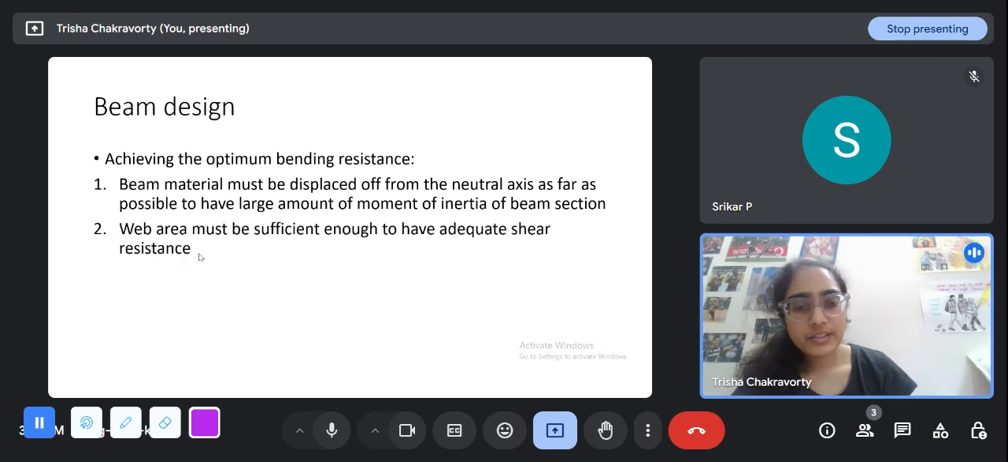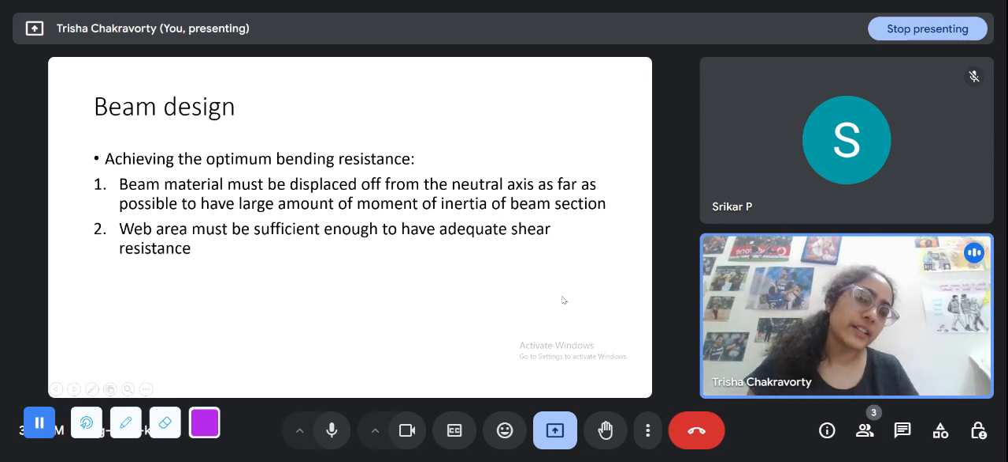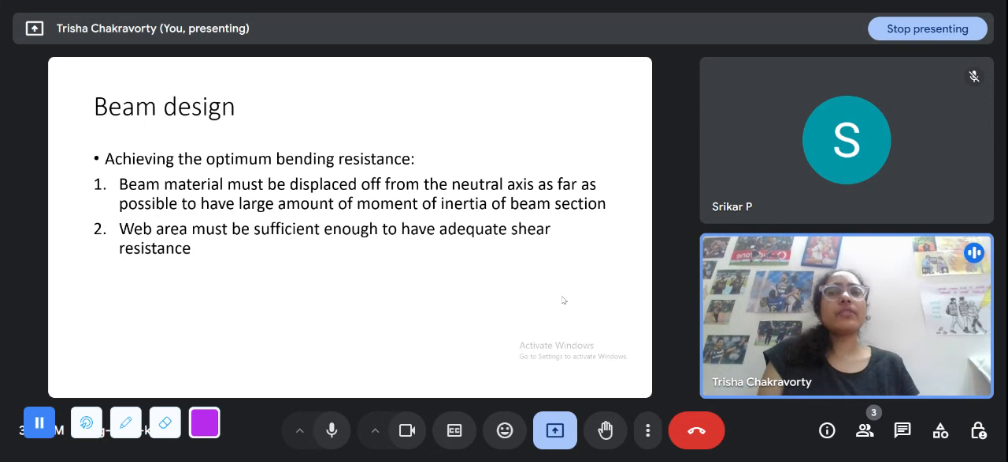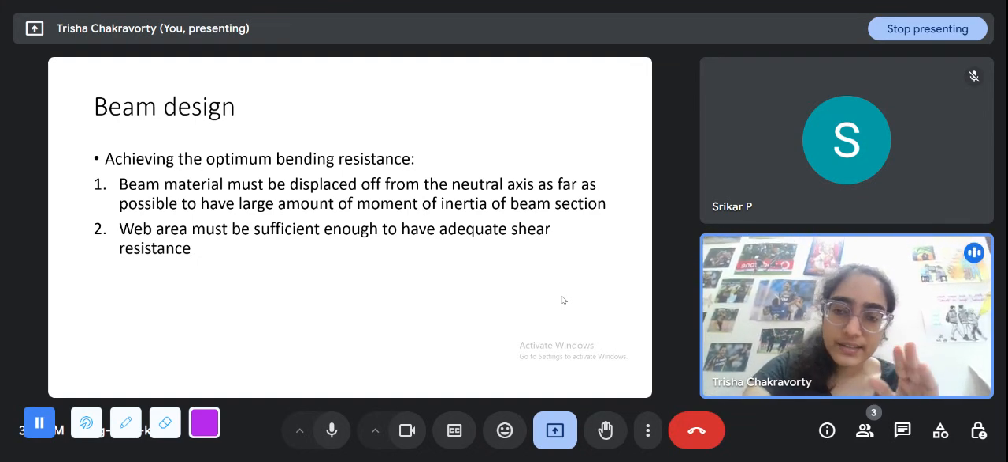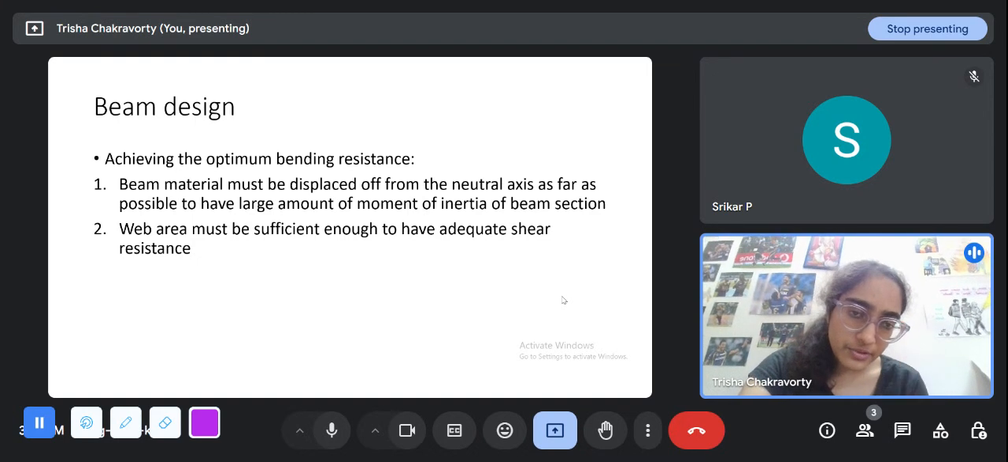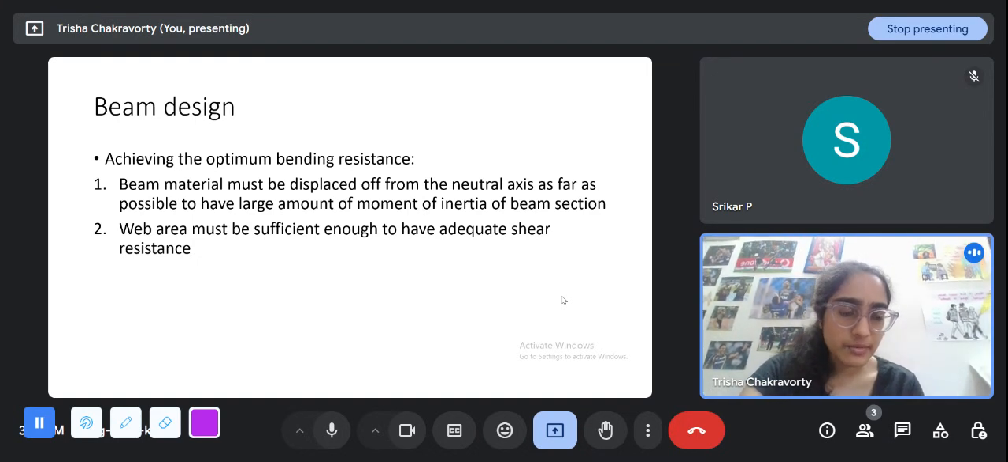Web area must be sufficient to have adequate shear resistance. So this is what I said in the last class: for I sections, or for any section, for channel sections, it is generally seen that the flanges have a greater resistance in flexure and less resistance in shear, because the flanges are far away from the neutral axis, and moment resistance also depends on the radius from the neutral axis. And the web has a greater capacity in shear and very little capacity in flexure.